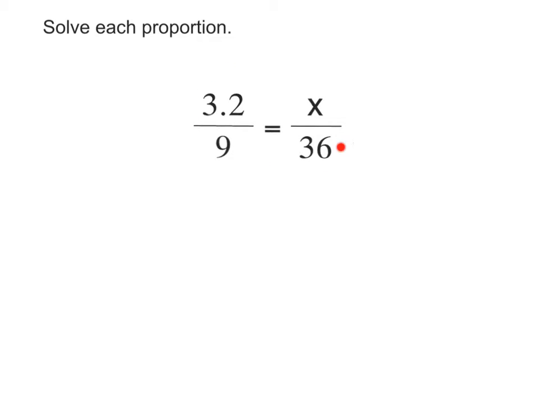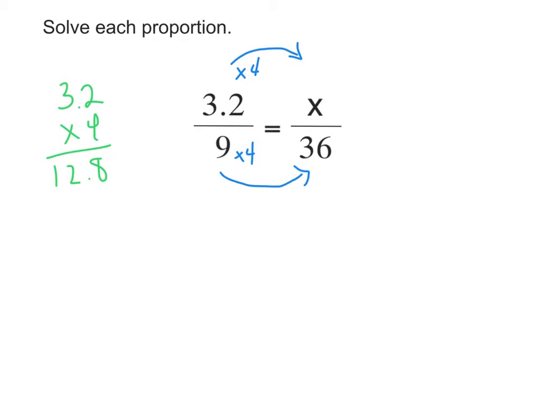Now we can look at this just like fractions. When we take a look at fractions, I'd say, what can I multiply 9 by to get 36? And I would look at that and say 4. Now, just like with finding equivalent fractions, as long as I do the same to both the top and the bottom, I'm going to have a proportion or an equivalent fraction. So in this case, when I multiplied that out, I get 12.8. So x equals 12.8.